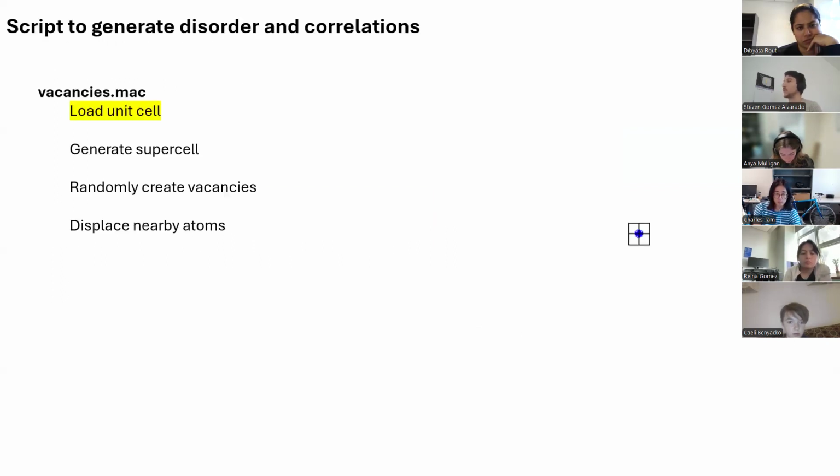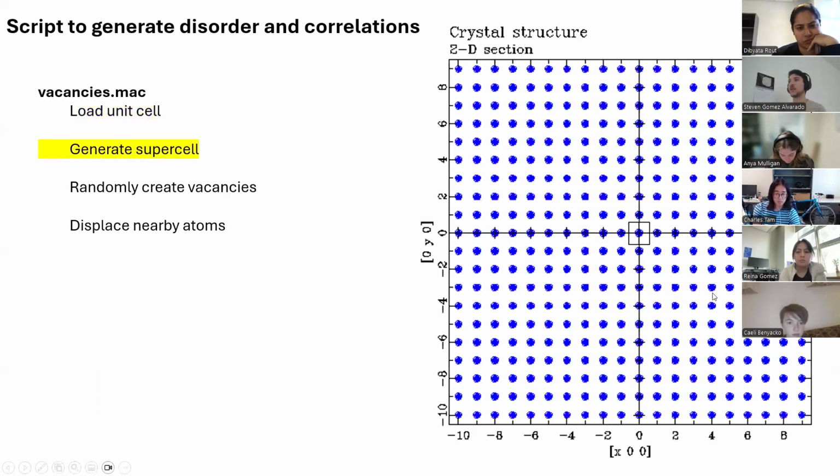So to walk you through visually what that's doing, first it loads the unit cell. As we saw earlier, this was just a simple cubic unit cell, which is represented by this little blue dot here, right? Little square. And then it's going to generate a supercell. What I generated here is a 20 by 20 by 20 three-dimensional supercell where all of these atoms are just copper.